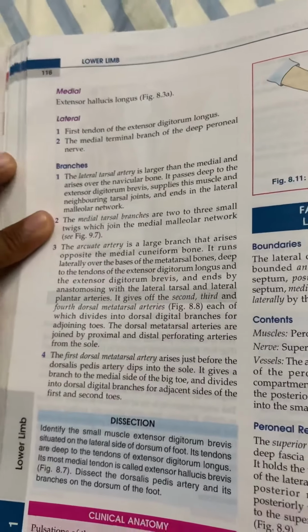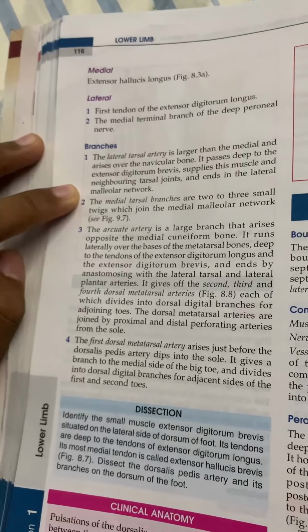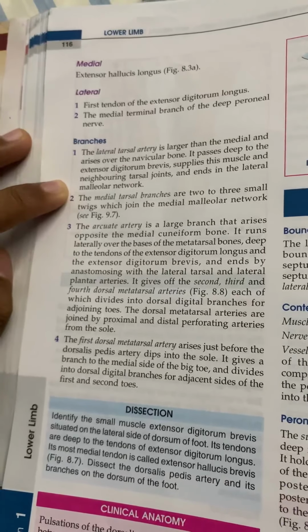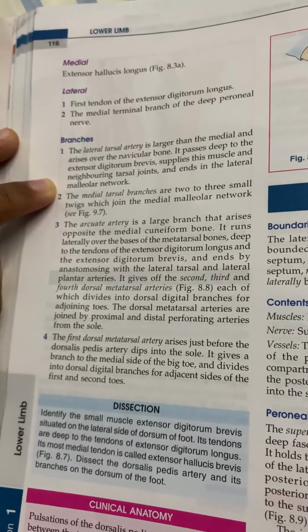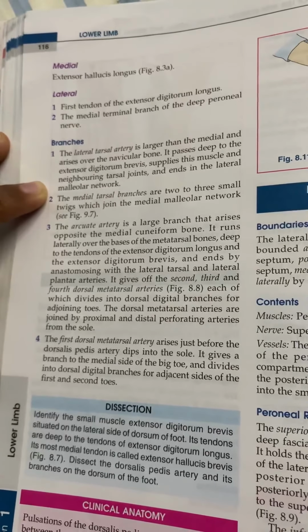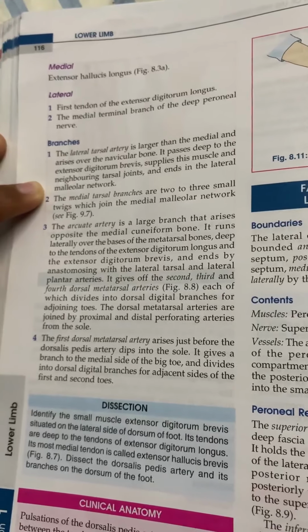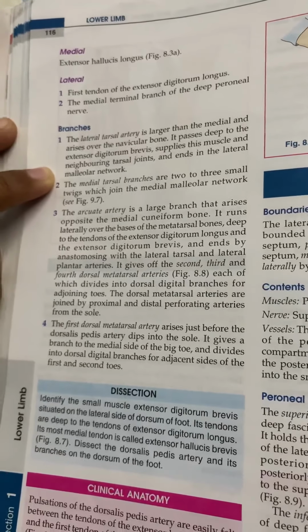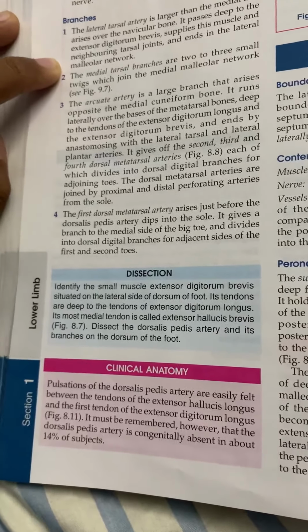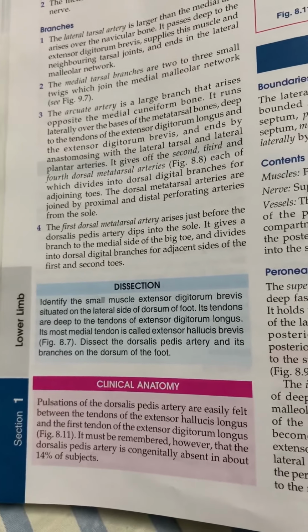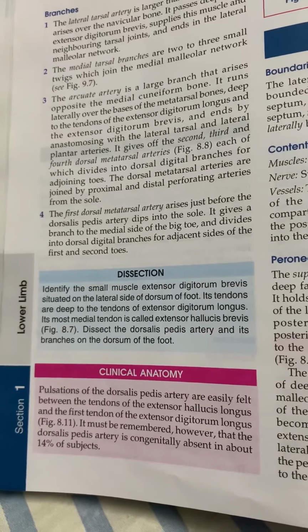And the branches are the lateral tarsal artery and medial tarsal branches, arcuate artery, from which there are second, third, fourth dorsal metatarsal arteries. First dorsal metatarsal artery, it comes from the dorsalis pedis artery itself. That's it. Clinical anatomy. Pulsations of dorsalis pedis are felt in between the tendons of extensor hallucis longus and first tendon of extensor digitorum longus.